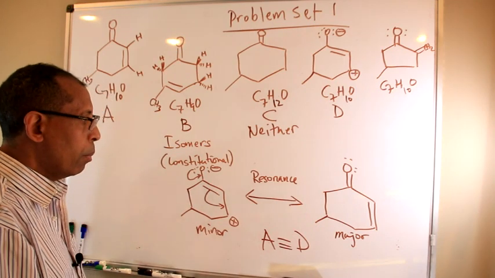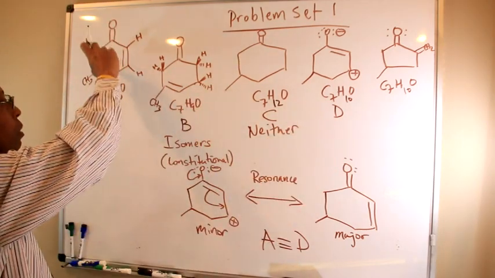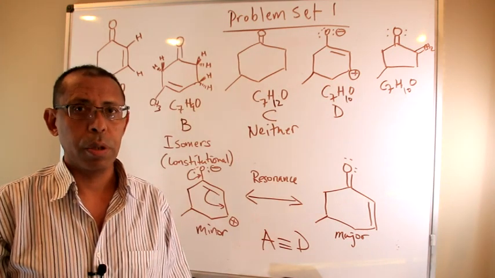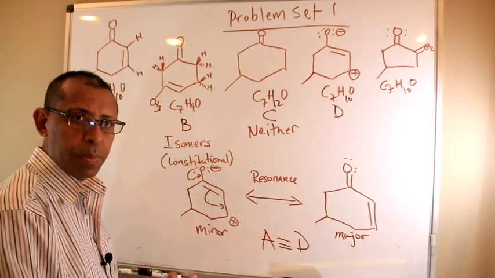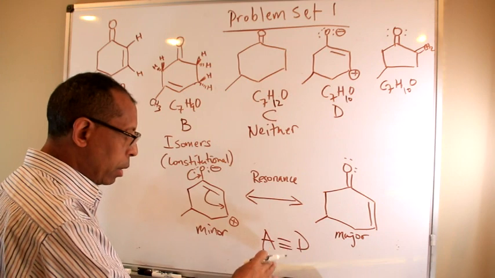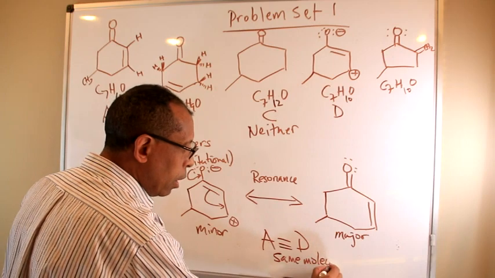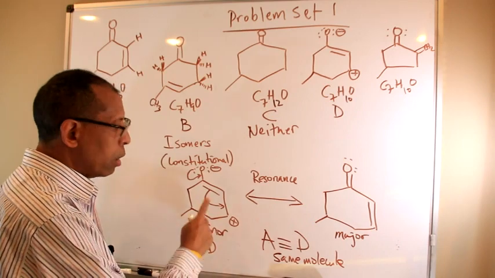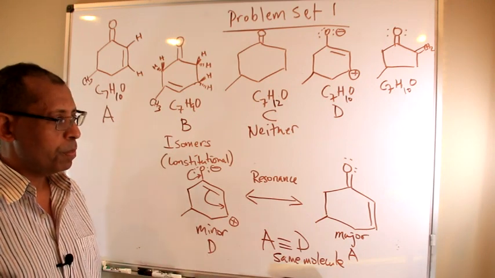So we are learning more than one concept here. Compound D is a resonance structure of compound A. That means resonance doesn't alter the property of the molecule. They are the same because they are a hybrid of all of these structures. Therefore, resonance structures are the same compound. Compound A and compound D are the same molecule, but compound D is a resonance structure of compound A. So that's the relationship they have.